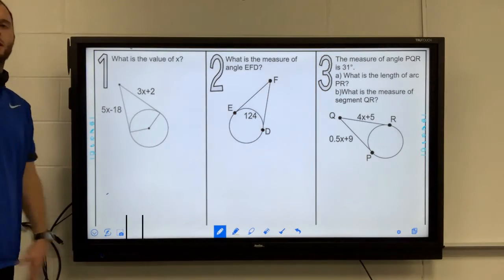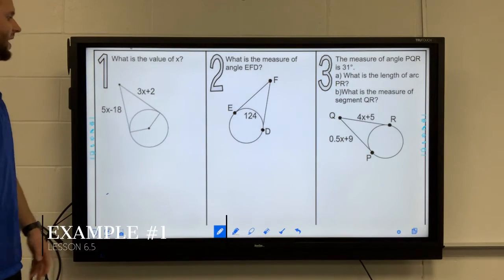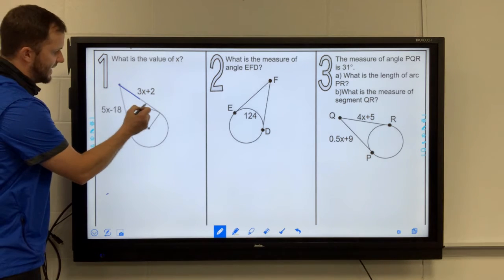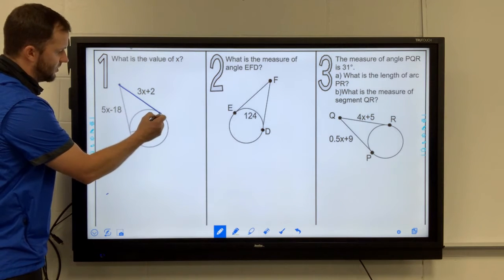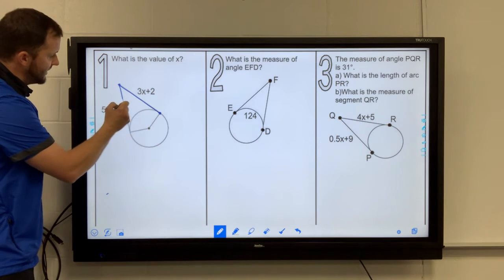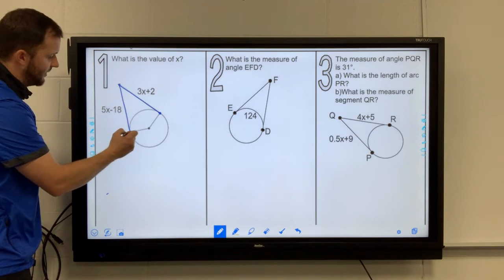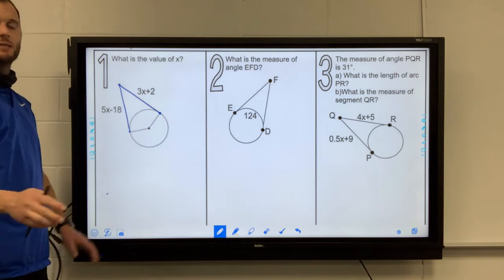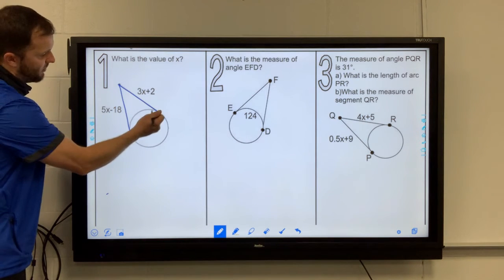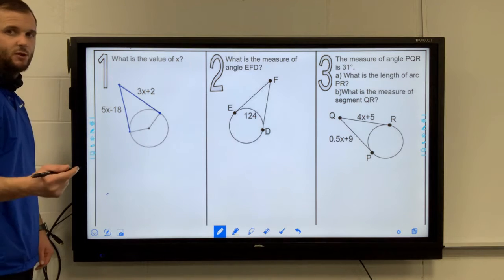All right, so first thing, look at example number 1. It wants me to find the value of x. Well, right now, 3x plus 2 is dealing with this line, and it looks like it's touching the circle at exactly 1 point, a tangent line. 5x minus 18 is this line right here, and it's touching exactly 1 point. Again, it's not necessarily a part of the problem, but I just want to let you know the radius that is touching at that point is going to make 90-degree angles, just so y'all know that.